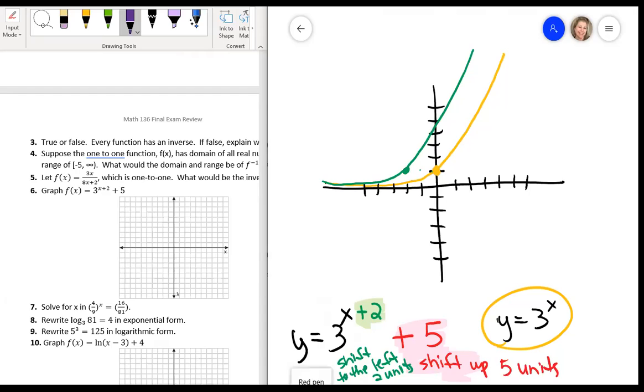But then from there, you're going to shift it up 5. So 1, 2, 3, 4, 5. It's going to go here, which means it has a new asymptote. The asymptote, which was the x-axis, is now going to be one below that red dot, which will be right here. And so my final graph in red will look like that.